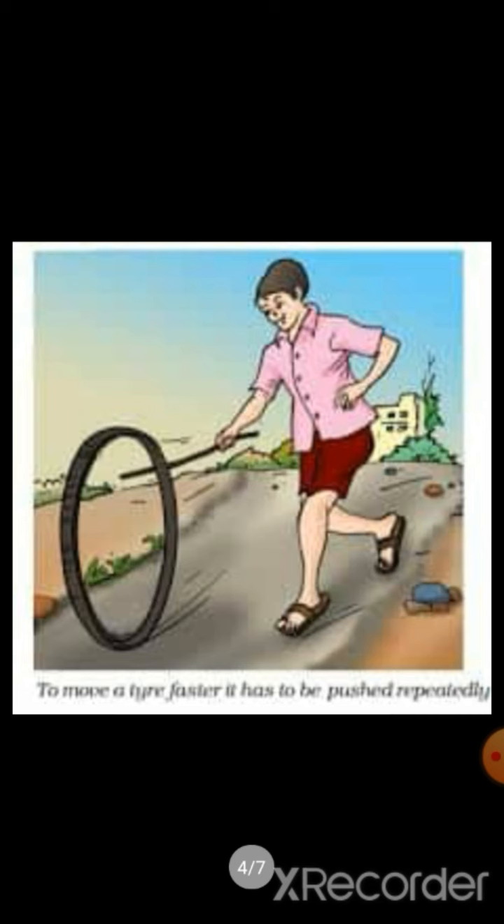Now, in this image, you can find a boy moving a rubber tire by pushing it with a stick. What should he do to make it move faster? He has to push repeatedly, again and again. So we can conclude that we can increase or decrease the speed of a moving object by applying force.